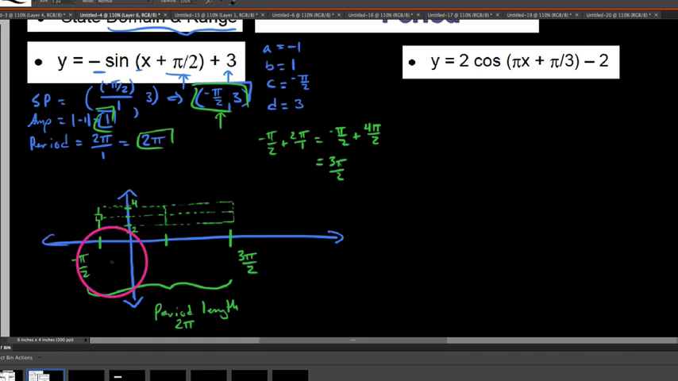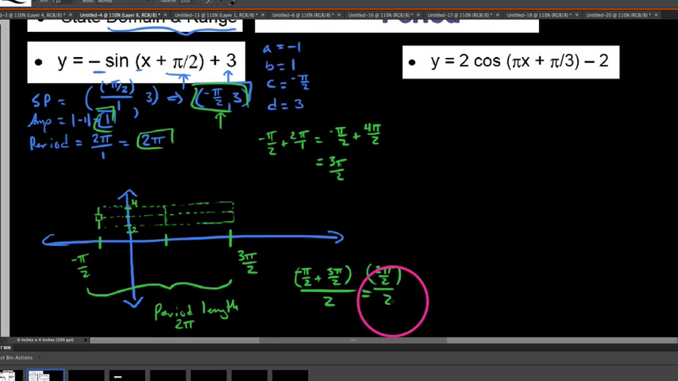Now the interesting thing is that this x value right here is the average of these two x values. And the nice thing is the average of any two numbers is their midpoint. So if we took negative pi halves plus 3 pi halves and divided by 2, really what we get is 2 pi halves on top over 2. And this 2 pi halves really just becomes a pi. So we get pi halves. So this must be the x value, pi halves here.